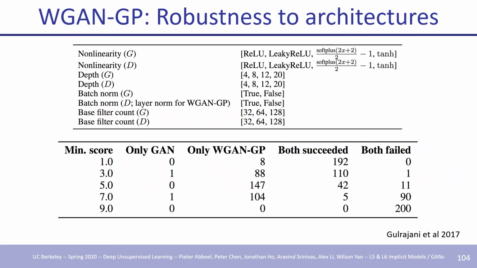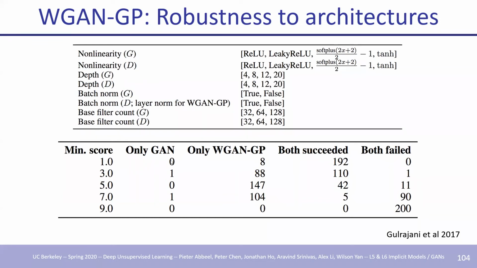Okay, and so this one, the robustness part. This is just tables cut from the paper, but you can see they're showing the architecture they used. So for nonlinearity, for the generator, there's ReLU, leaky ReLU, all these different things, the depth, batch norms for the generator and the discriminator. So this is the one they used, and this is the score that they're able to achieve.